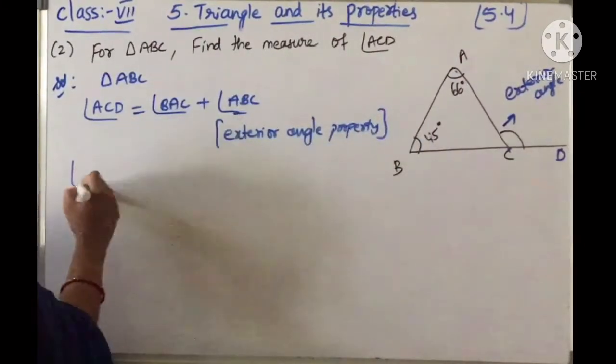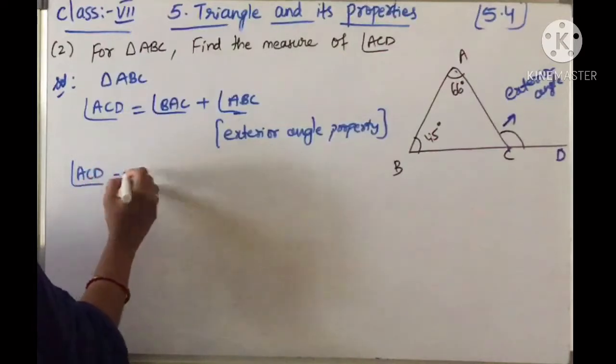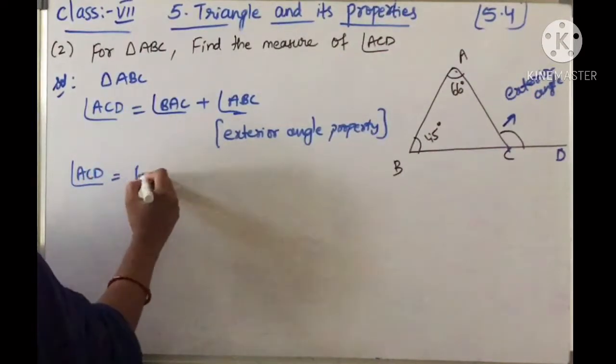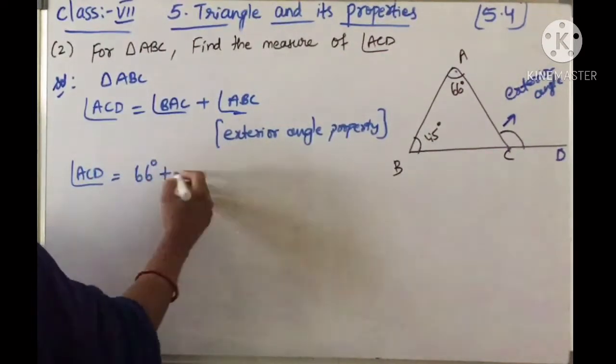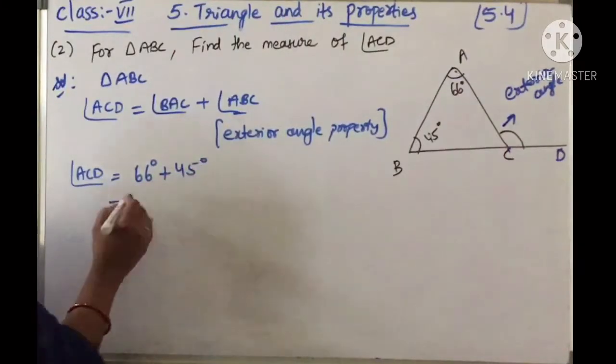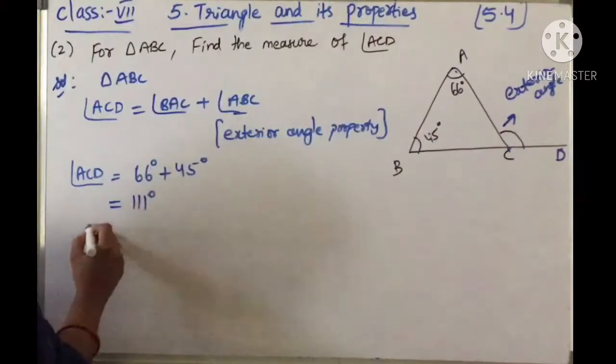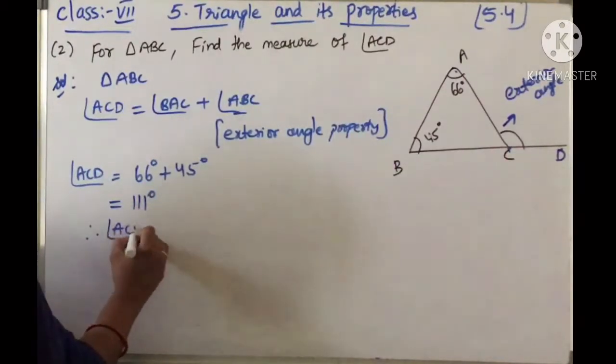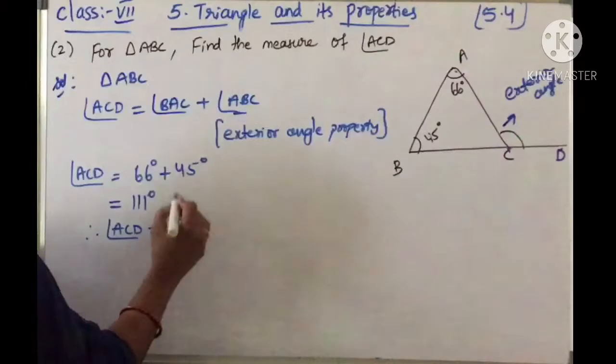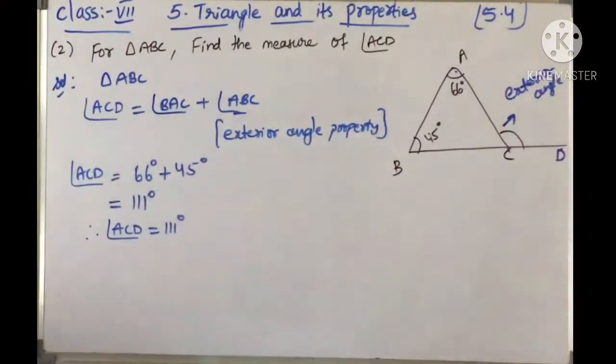Now what is ACD? We need to find it here. ACD is equal to angle BAC, which is 66 degrees, plus ABC, which is 45 degrees. So when you add 66 and 45, you get 111. Therefore, angle ACD equals 111 degrees is the answer.